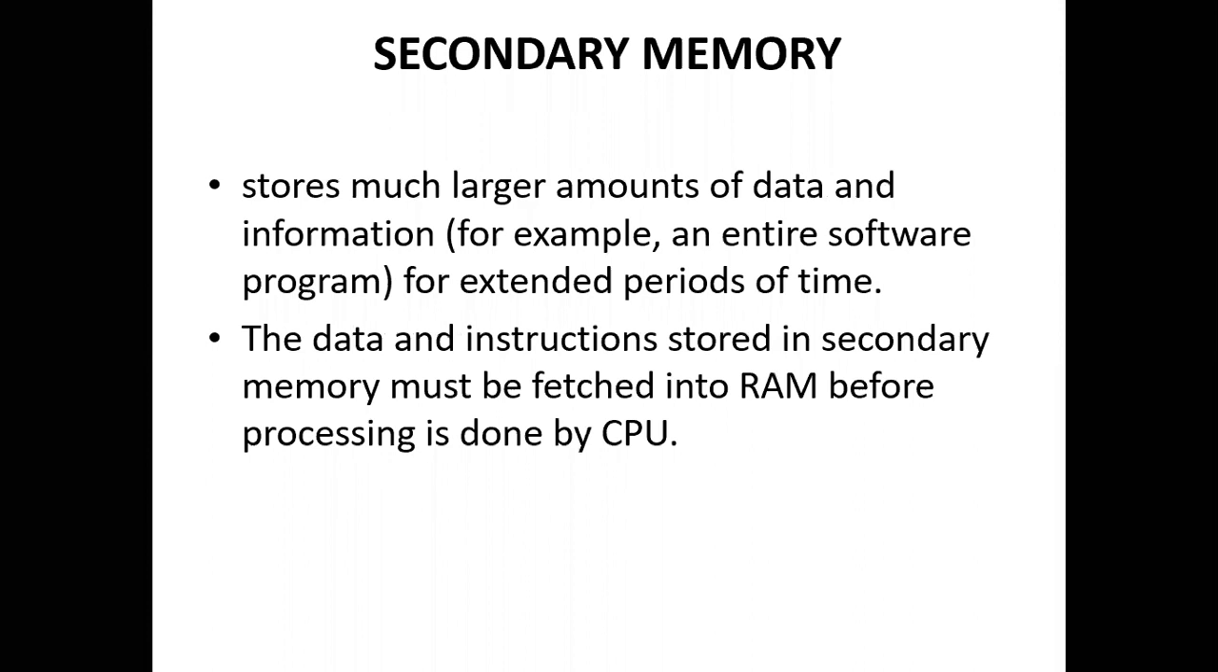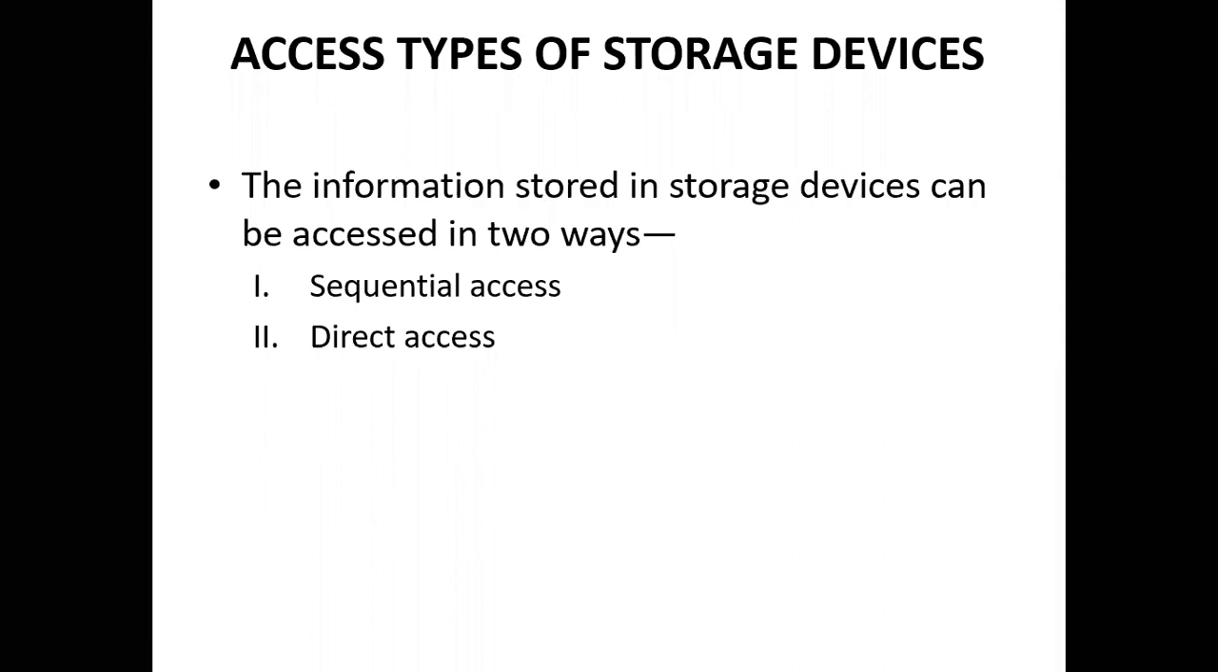Secondary storage, I've already talked about. They store data for an extended period of time. The last thing I'll talk about in this lecture is how data is accessed. So the access types of data storage. There are two ways of accessing data or information which is stored in storage devices. The two ways are sequential access and direct access.